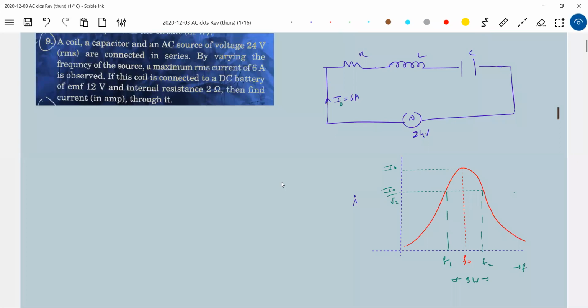Why at I naught by root 2 only? Because at these particular frequencies, there will be power. This frequency will have maximum power. At these frequencies, the power will be greater than half of the maximum power, less than maximum power. What about these frequencies where the power will be less than half of the maximum power? This frequency will have maximum power. What about here? The power will be off. Because of that, I naught by root 2 has come.